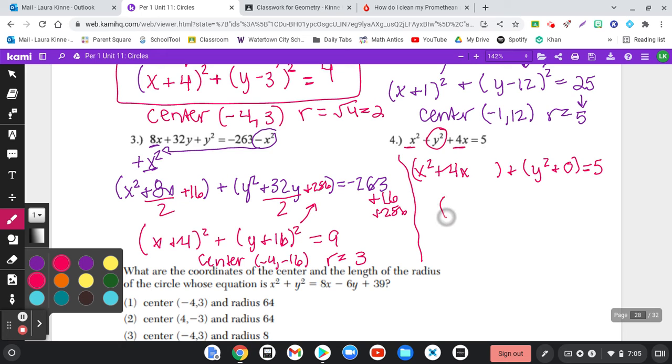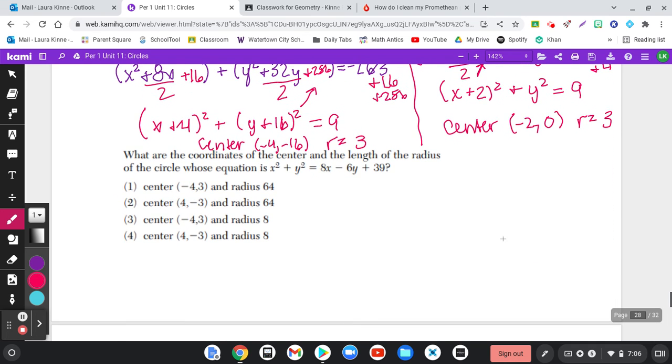Okay, let's cut them in half. So we have x plus 2 squared. So we would need a plus 4 here. And then y squared plus 0 would just be plus y squared. So we're not adding anything else. 5 and 4 gives you 9. So with this one, I know it looks funny, but your center would be negative 2, 0, and your radius would be the square root of 9, 3.